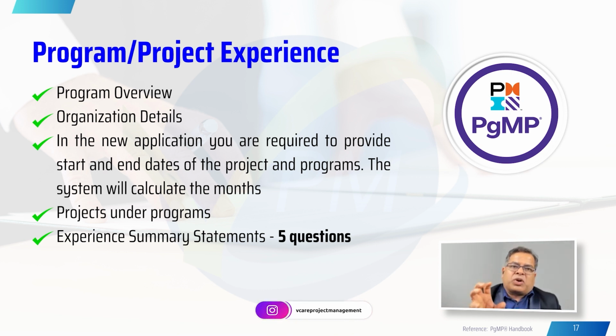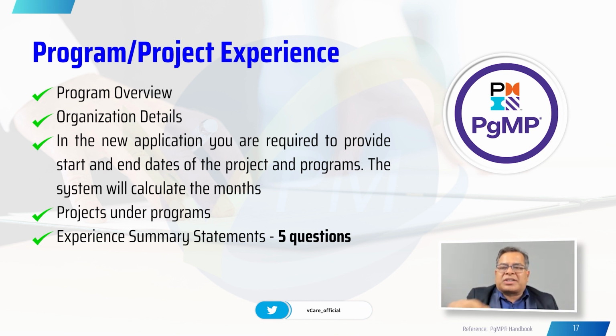Okay, so this is very important. PMI likes to see that your program was strategically aligned. So you have to show this was the key driver and this is the program. This is why the program was done. In the application, you are required to provide the start and end date of your project and program, and the system will calculate the number of months. So if, for example, you started a program in January 2015 and finished in December 2018, the system will calculate the number of months. You don't have to provide the number of months, the system is calculating.